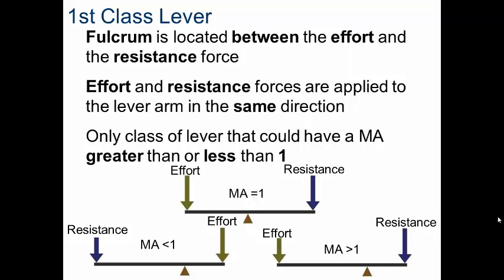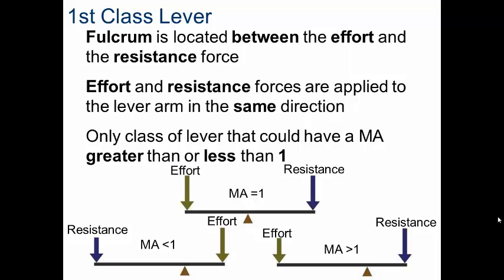A first-class lever is defined as the fulcrum located between the effort and the resistance force. If you look at all of those pictures on the bottom, you can see the fulcrum is in the middle. The effort force is indicated by that yellowish-green arrow. The resistance is your blue arrow. No matter what, though, the fulcrum is in the middle. The effort and the resistance forces are applied to the lever arm in the same direction. So if you imagine, an example would be like a seesaw. So each person is sitting on the ends, and they're both pushing downwards.